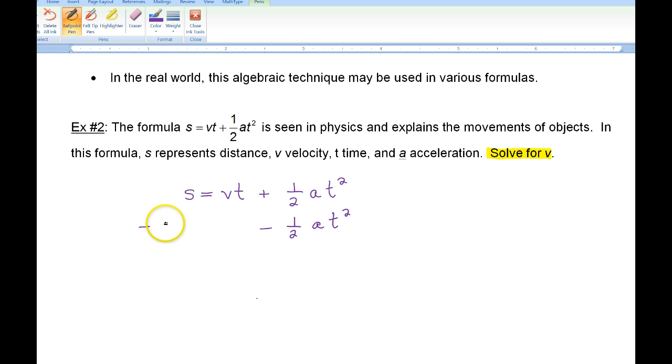It looks confusing. Wait, how come we're learning this if we don't have to worry about it? No, you don't have to worry about the formula, but you need to know how to solve for a specific variable. You don't have to worry about memorizing a formula at this point.